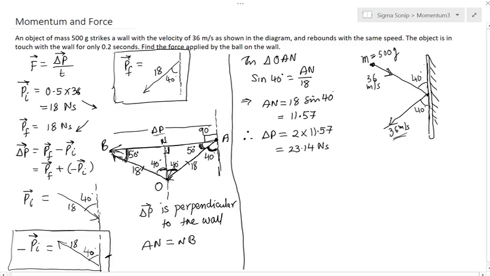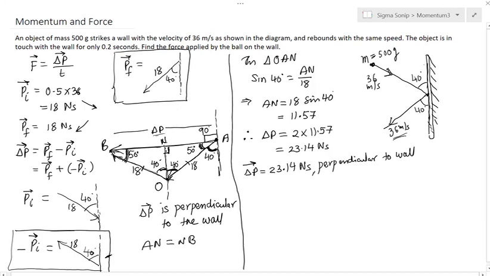That is the magnitude of delta P, and we can associate direction as well. So I will write delta P as a vector as 23.14 Newton second, and the direction is, I'll write, perpendicular to wall. Whenever you are mentioning direction, take care that your direction is always from a given reference. And here, my reference is the wall.